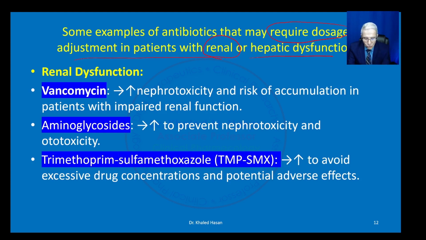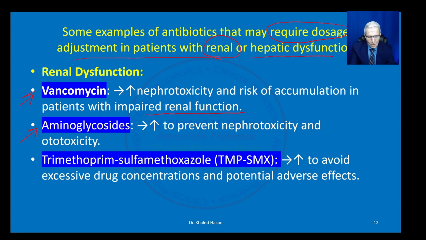The first medication, vancomycin. This medication works on the cell wall by inhibiting the cell wall synthesis of bacteria. Vancomycin is associated with an increased risk of nephrotoxicity, and increased risk of accumulation in patients with impaired renal function. So if you have patients with impaired renal function or renal dysfunction, we need to adjust the dose for vancomycin, because vancomycin carries the risk of nephrotoxicity. Okay, this is number one. Moving to another example here, aminoglycoside.